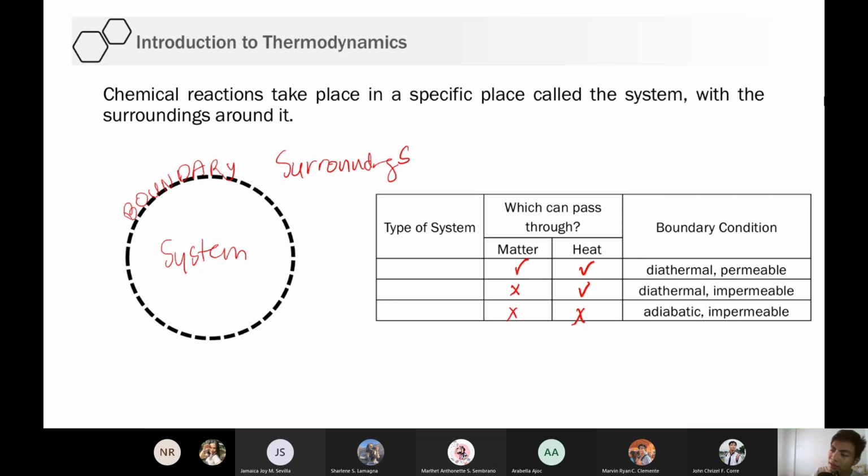Kuha tayong example ng permeable membrane. Permeable boundary. O kunwari, yung baso mo, hindi mo nilagyan ng takip, edi ano yun? Permeable boundary yun, no? Walang takip eh. Ibig sabihin, yung laman ng loob nun, pwede ko dagdagan, pwede ko bawasan, no? Okay? So, yun yung mga permeable boundaries, no? When you can change the amount of matter in the container or in the system.